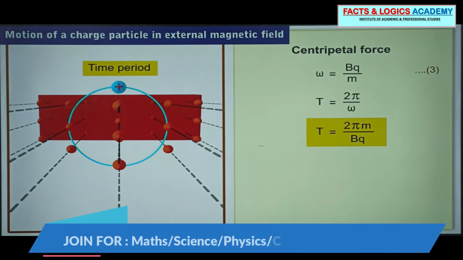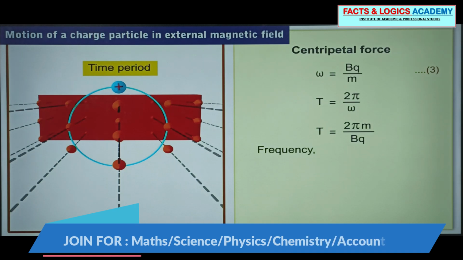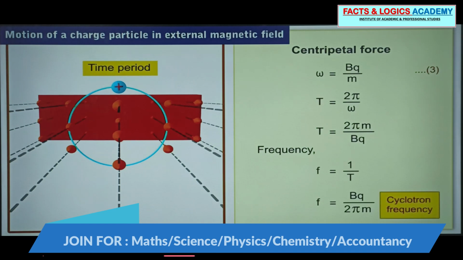The reciprocal of the time period is called frequency, that is, f is equal to 1 by T. Substituting T in the expression, we get f is equal to BQ by 2 pi m. This frequency is called cyclotron frequency.